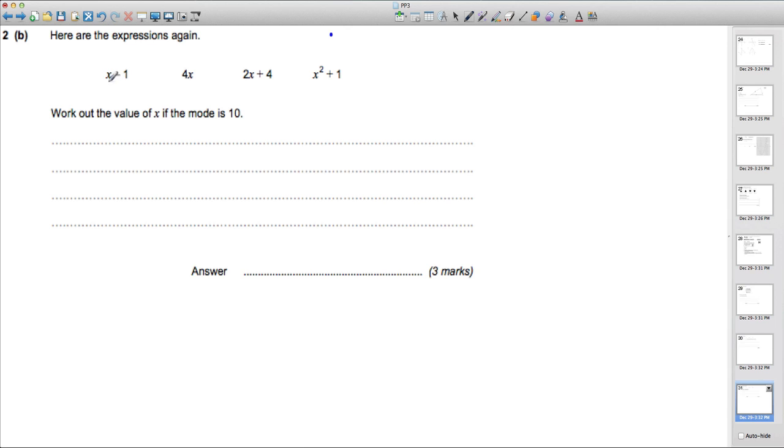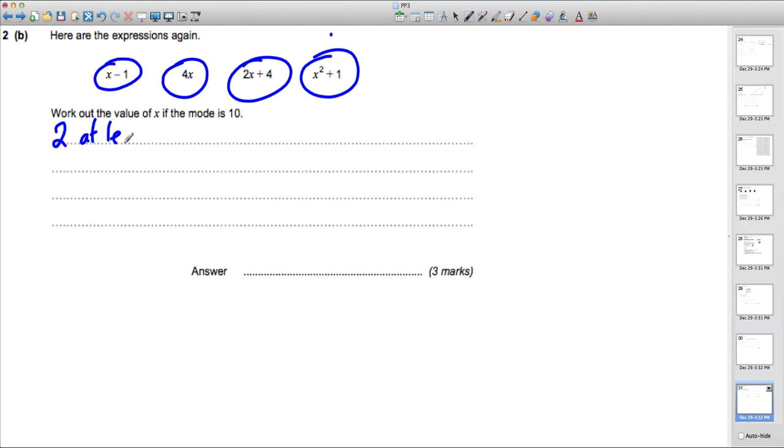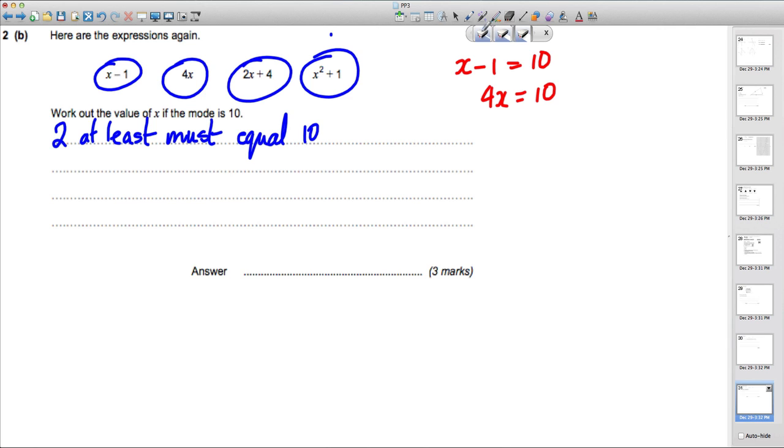Okay, if the mode is 10, then 2 of them must be 10 because there are 4 numbers, and for one to be the mode, at least 2 of them must be 10. So state down that at least 2 must equal 10. Now the question is, which 2 are 10? Well, let's suppose x minus 1 was 10, and let's suppose 4x was 10. Can they both occur at the same time with the same x? In this case, x would be 11, and here that would not work. So let's just say that one can't be true at the same time.